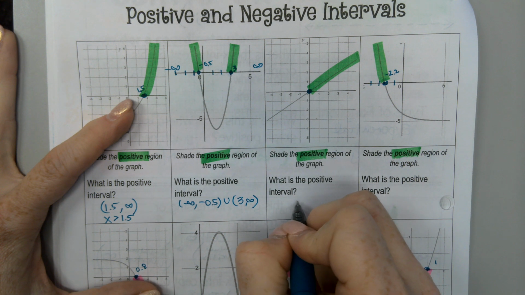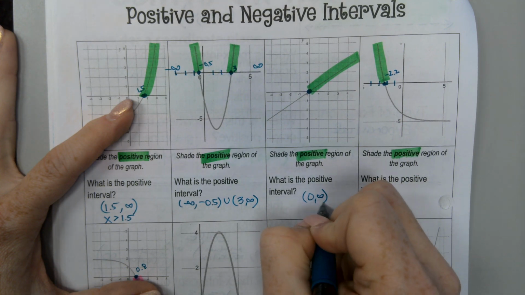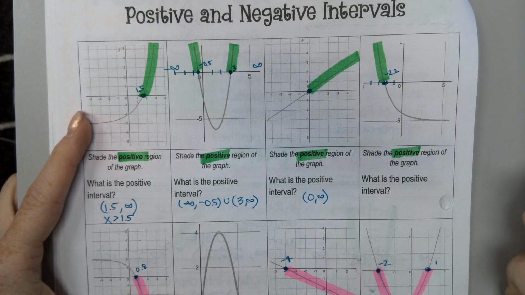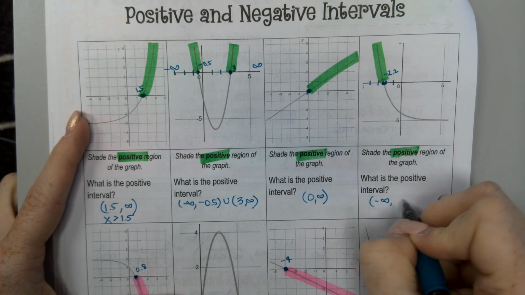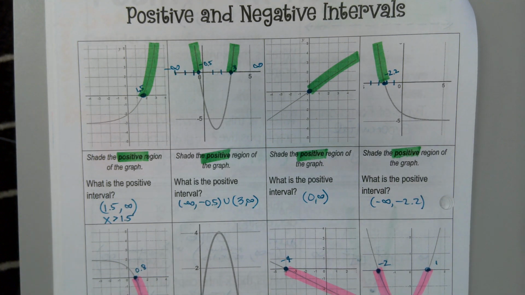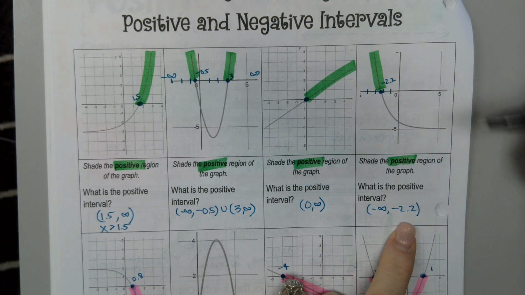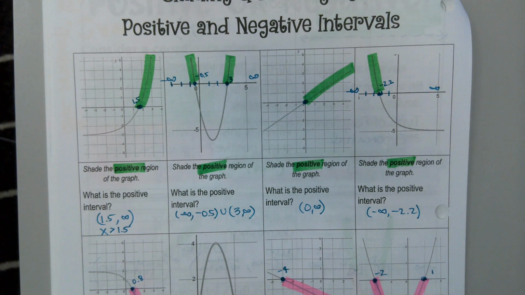Where is this one positive? 0 to infinity. Perfect. And this one is positive where? Negative infinity to negative 2.2. You want to know what I've seen in the past? Positive infinity to negative 2.2. Because they think, oh, it's up here. But we got to remember, we're reading this and writing this from left to right.